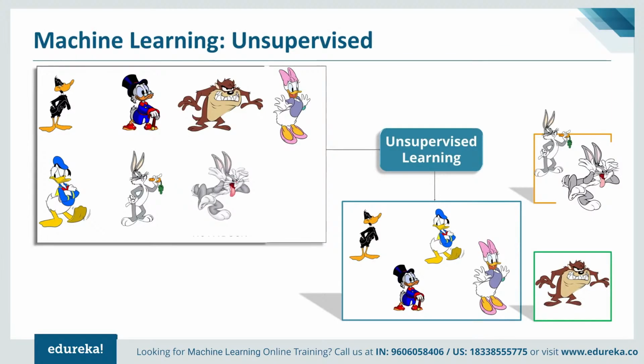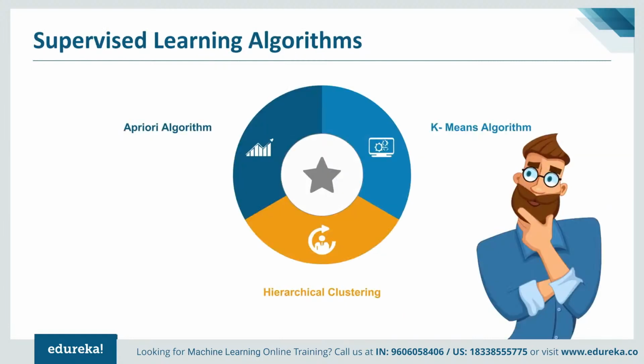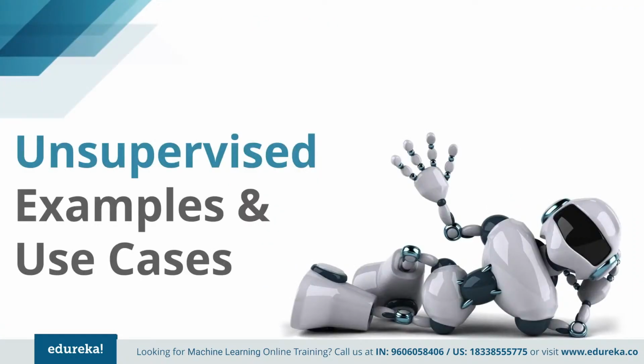Let's move on and see some of the popular unsupervised learning algorithms. We have here K-means, the Apriori algorithm, and hierarchical clustering. Again, these are just for your information's sake. We'll discuss these algorithms in our next video. Now let's move on and see some examples of unsupervised learning.